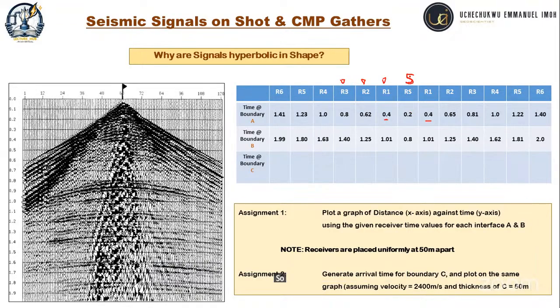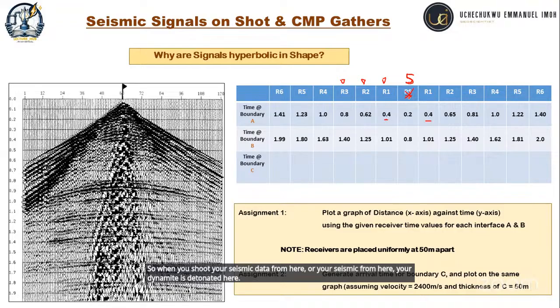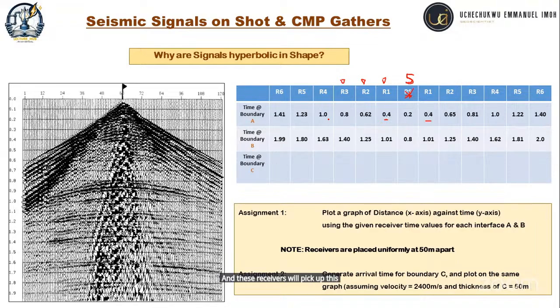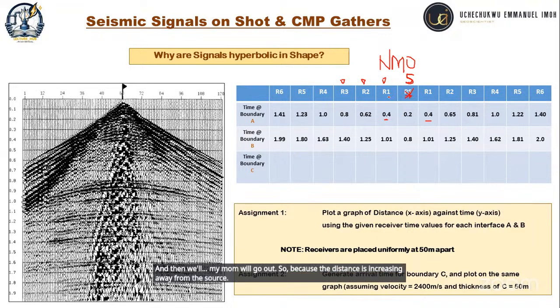So when you shoot your seismic data from here, your dynamite is detonated here. The seismic wave will travel through the first interface or the first boundary, and these receivers will pick up this information at different times. And the time of arrival of the seismic wave to the different receivers will increase as the distance of the receiver increases away from the source. So this is what is known as what? Normal move out. NMO, normal move out. So because the distance is increasing away from the source, and you remember your receivers are placed at regular intervals, maybe 50 meters apart.